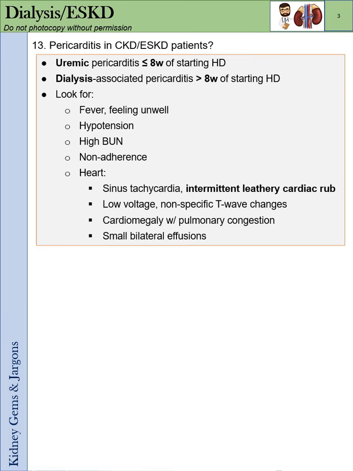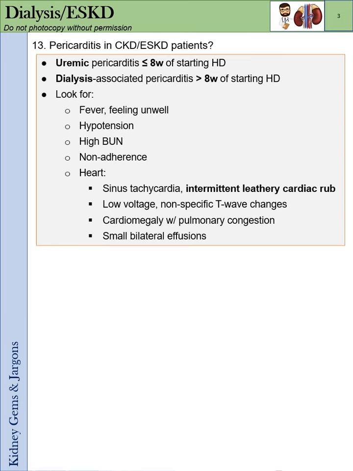kidney disease patient. You look for fever, patient is usually feeling unwell, he has low blood pressure, hypotension, high BUN or azotemia. Usually they're non-adherent to treatment, they skip dialysis sessions. Look at the heart, they will have sinus tachycardia, intermittent leathery cardiac rub, and the key here is intermittent. Sometimes it appears, sometimes it does not appear.